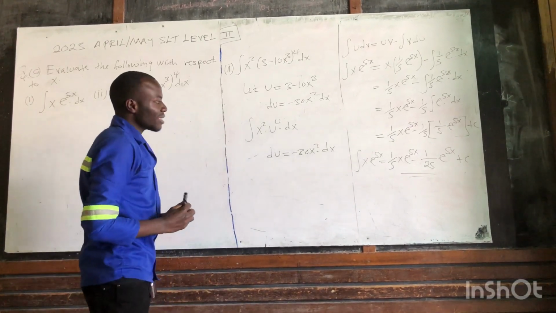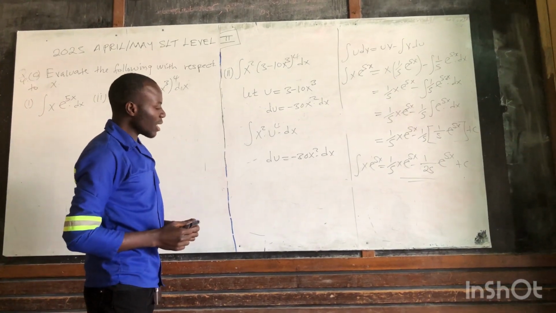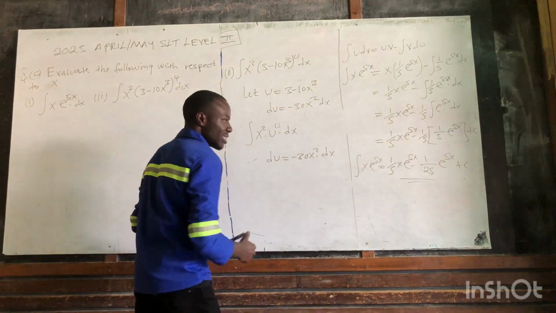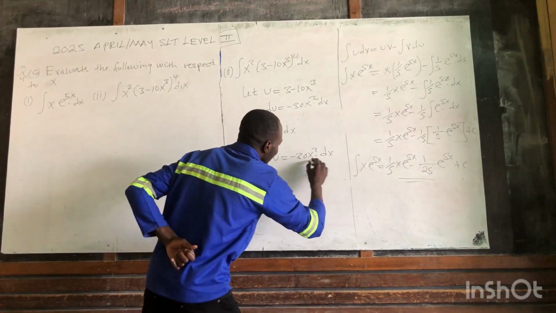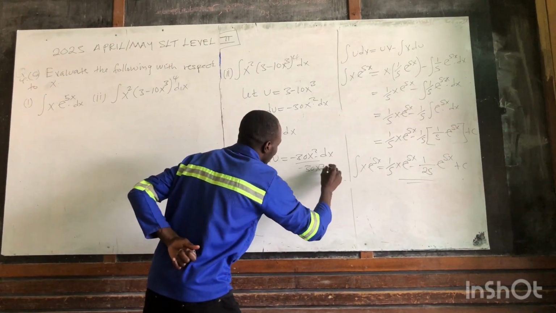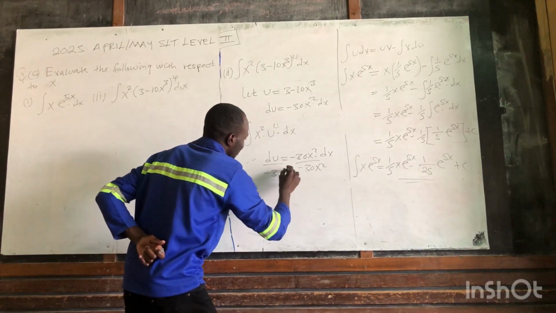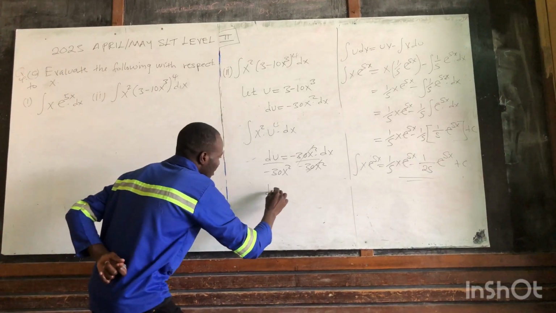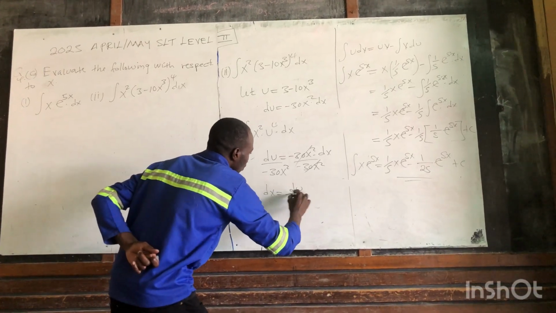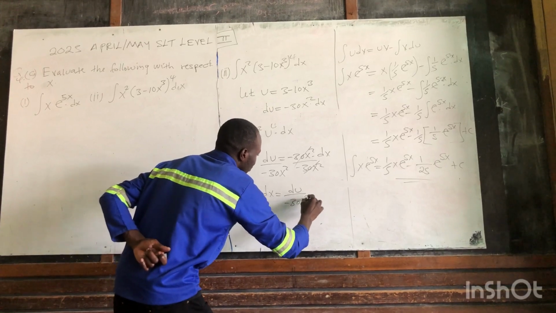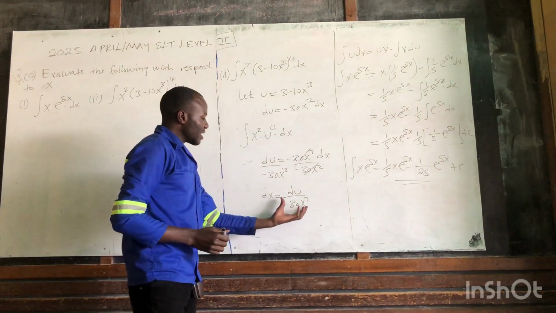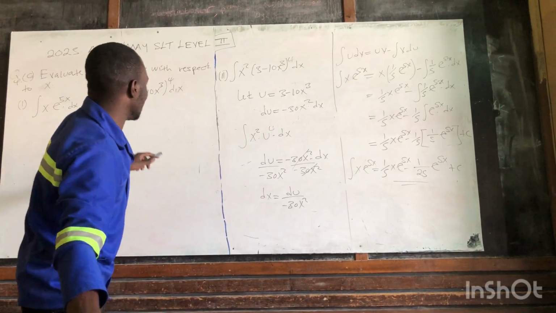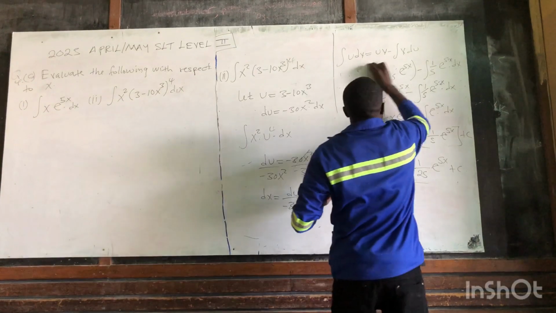From here, let us make dx the subject of the formula. We are going to divide both sides by negative 30x squared, meaning our dx is equal to du over negative 30x squared. Having done this, we know our dx, so we can come back here and substitute.